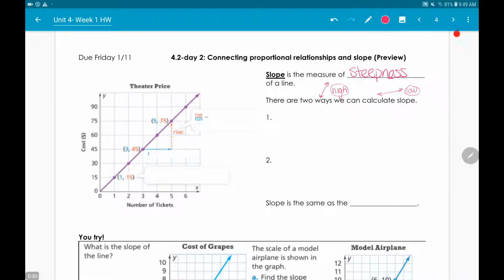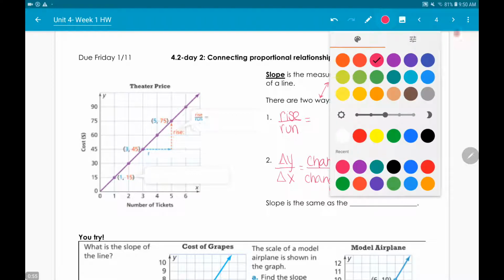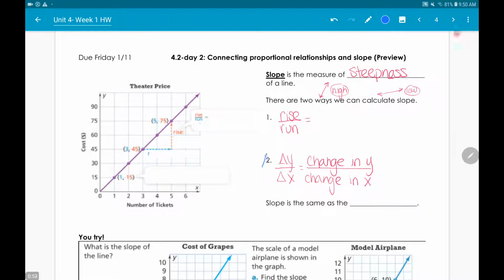All right, and there are two ways we can find slope. We can find slope on a graph by doing rise over run. Or we can do the change in the y values divided by the change in the x values. And they're going to give us the same answer. But when we have just a table and we don't have a graph anymore, we want to focus more on number 2, which is the change in y divided by the change in x.